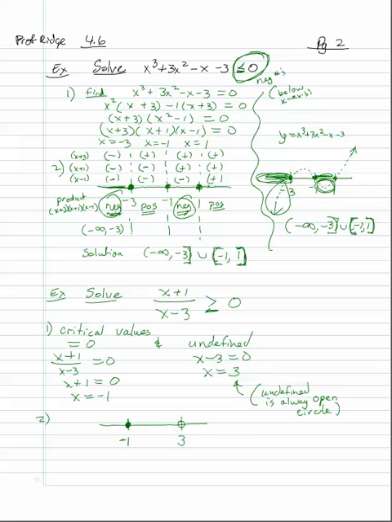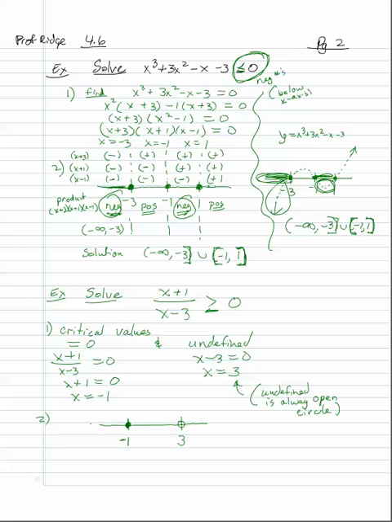If it was just strictly greater than, these both would be open circles. So again, undefined is always open no matter what. Where it's equal to 0, you check the problem. If it's greater than or equal to 0, then it's a closed circle. If it was just greater than, it'd be an open circle. And same thing if it's less than or equal to.